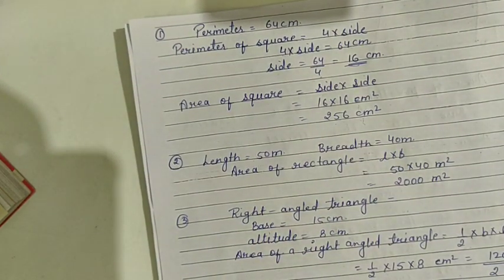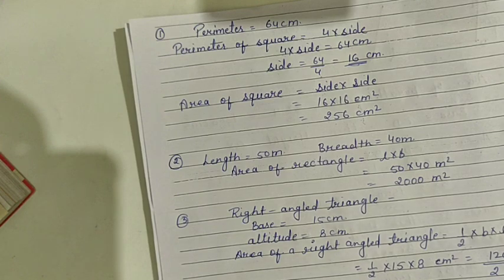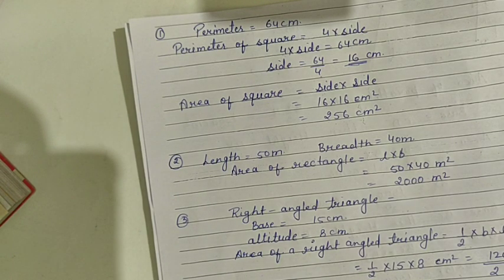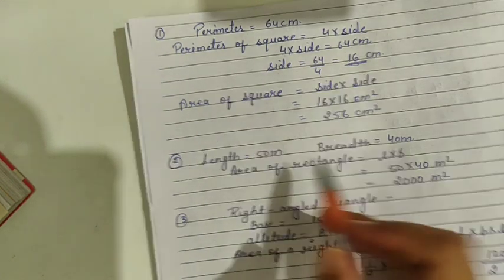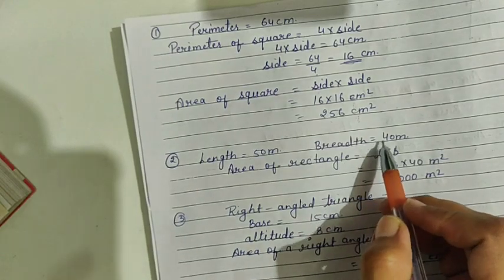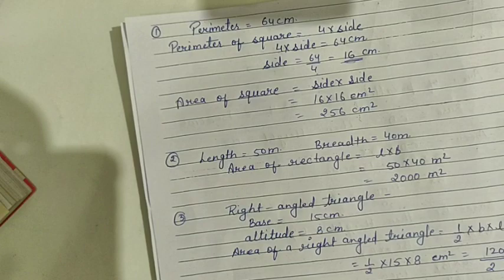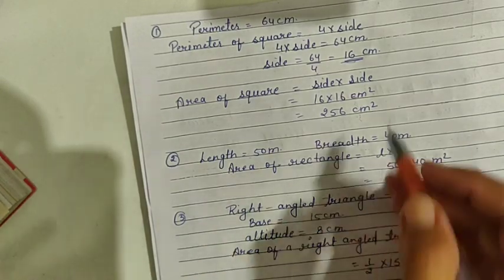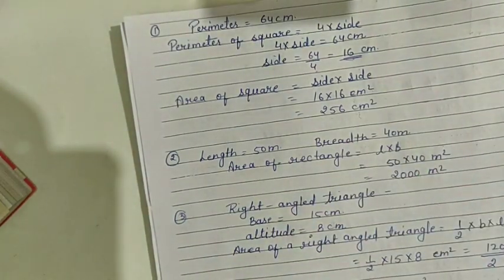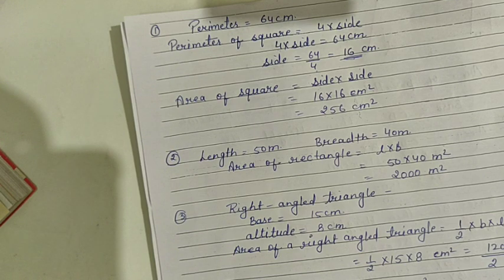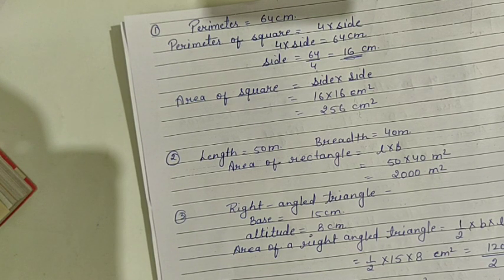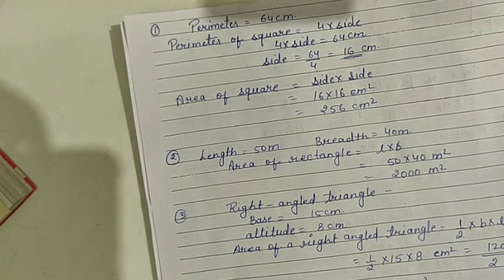Okay students, now question number 2 is: the length and breadth of a rectangular field are 50 meter and 40 meter respectively. Find its area. Length is given 50 meter of a rectangular field, and breadth is given 40 meter, and we have to find its area. So area of a rectangle is equal to length into breadth.